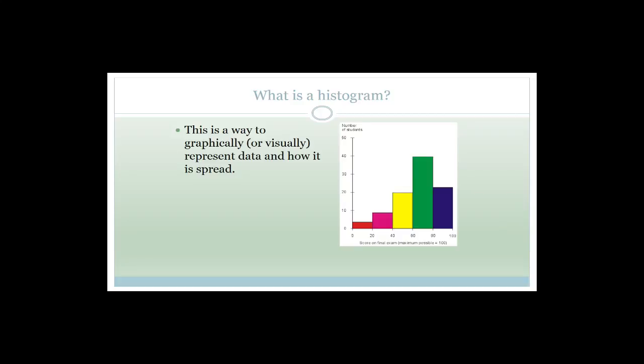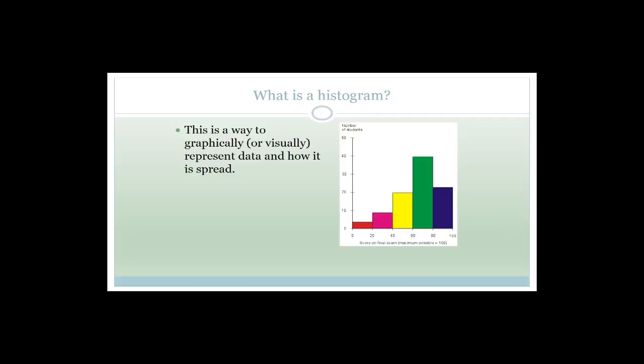There are two main differences between histograms and bar graphs. The most obvious one is that a histogram doesn't have spaces between the bars, whereas a bar graph does. But the reason for that is important.